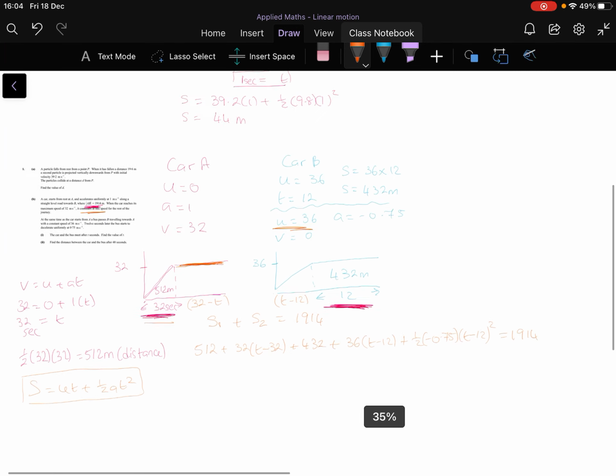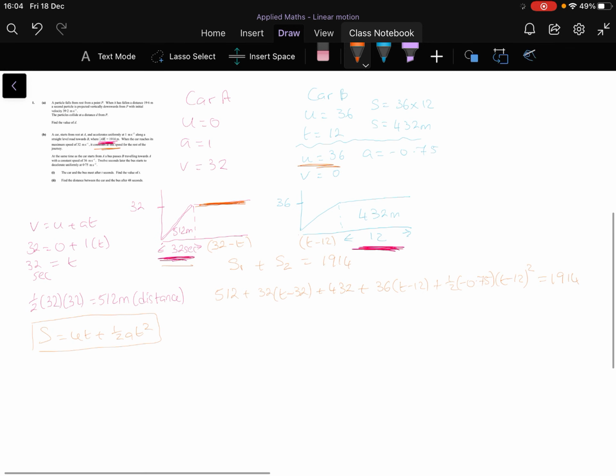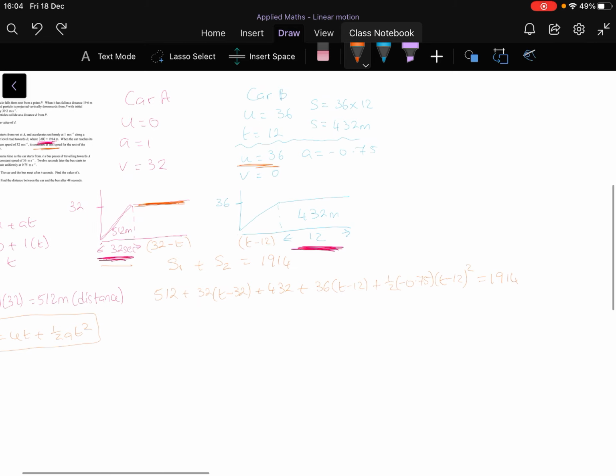So all I've done there is I've created my two little diagrams using all of my information above. And now I know that I can use the area formula for this one, and I can use the area formula for this one. But because I don't know specifically how much of that triangle is going to be used, I'm not using the area formula for that. I'm going to be using my S equals UT plus a half AT squared.